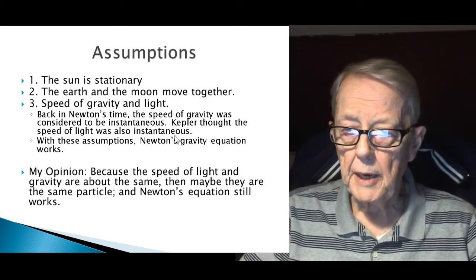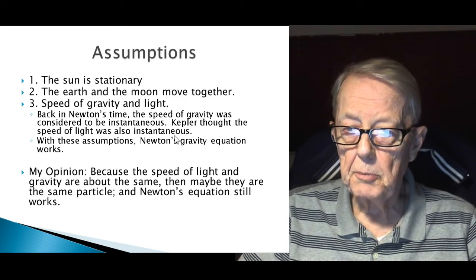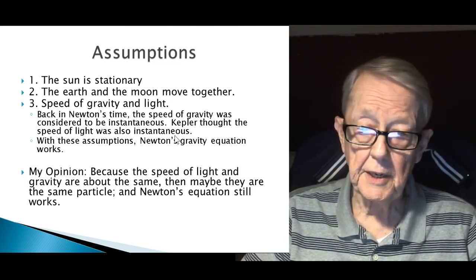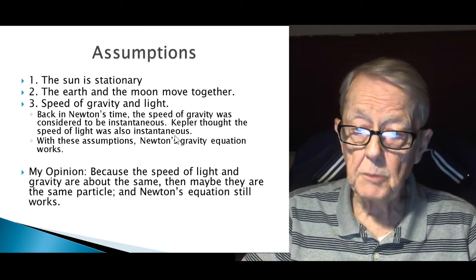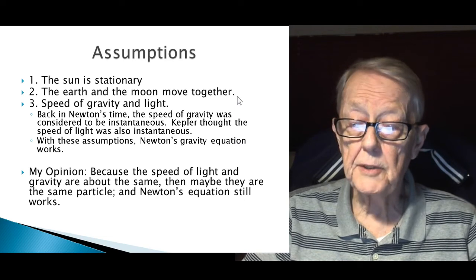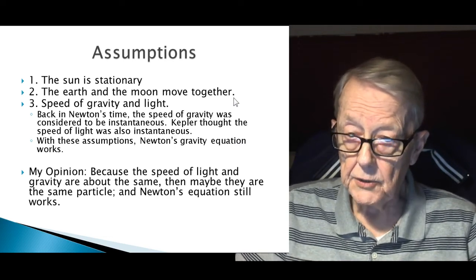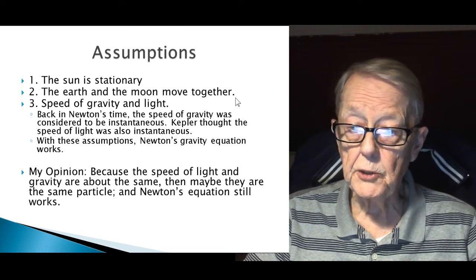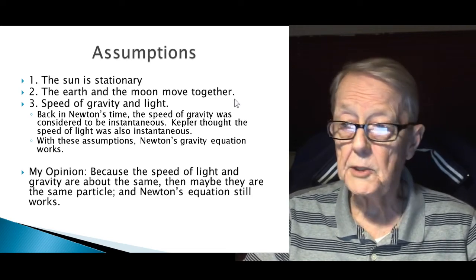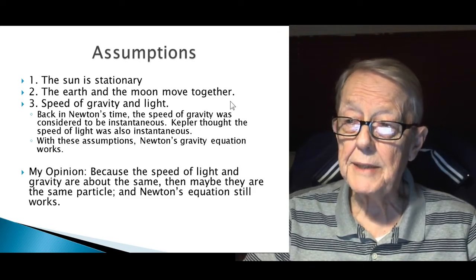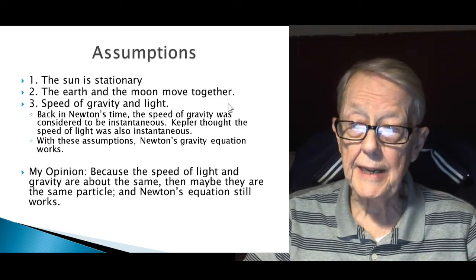Back in Newton's time, the speed of gravity was considered to be instantaneous. Kepler thought the speed of light was also instantaneous. With these assumptions, Newton's gravity equation works, and I'm positive today that when astronomers take a look at the sky and they want to measure where a planet is and what its direction and velocity is, they assume that what they see is where it is.